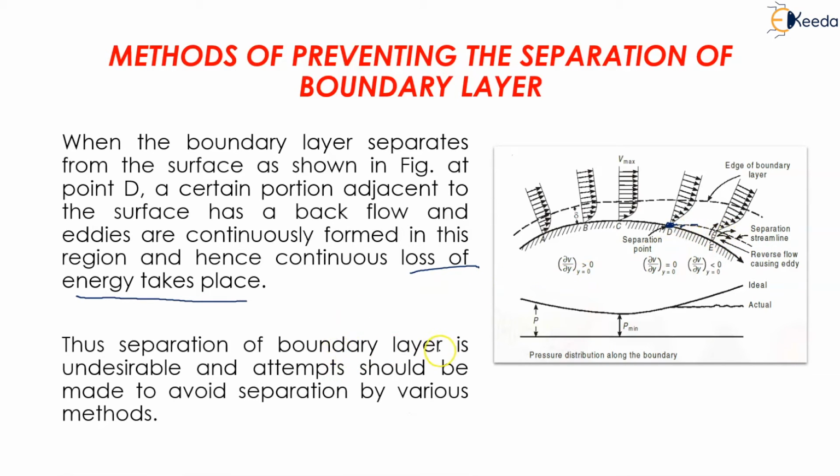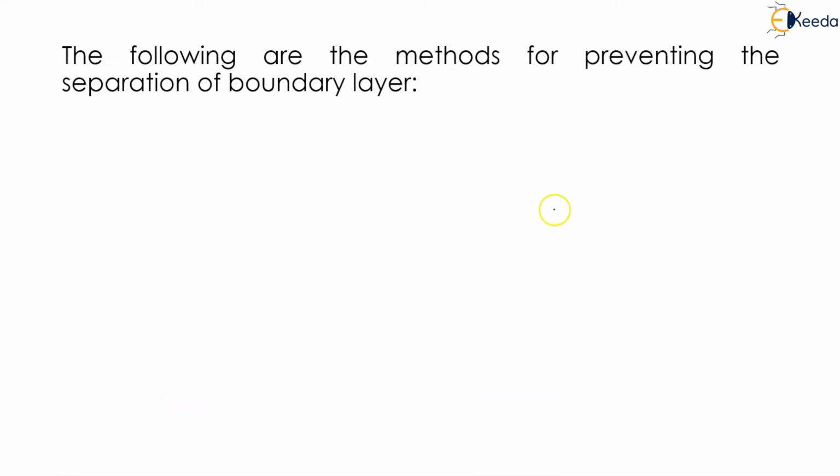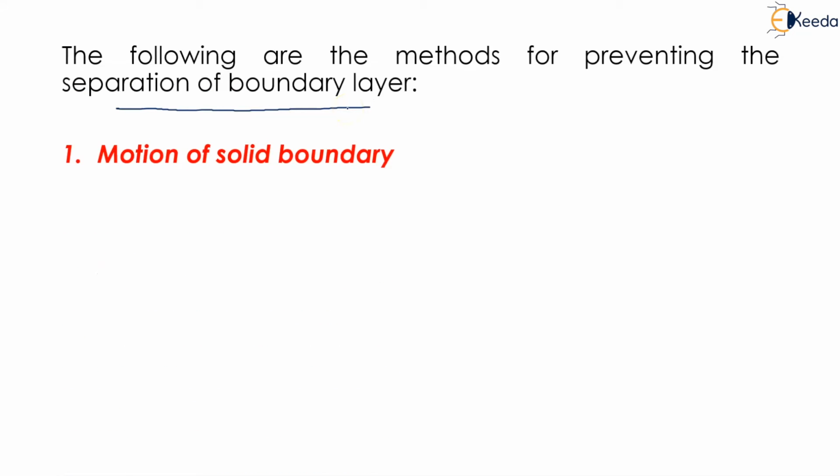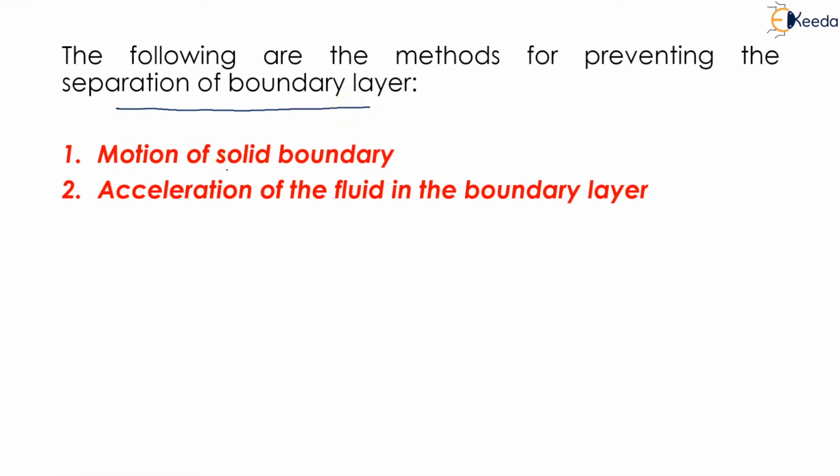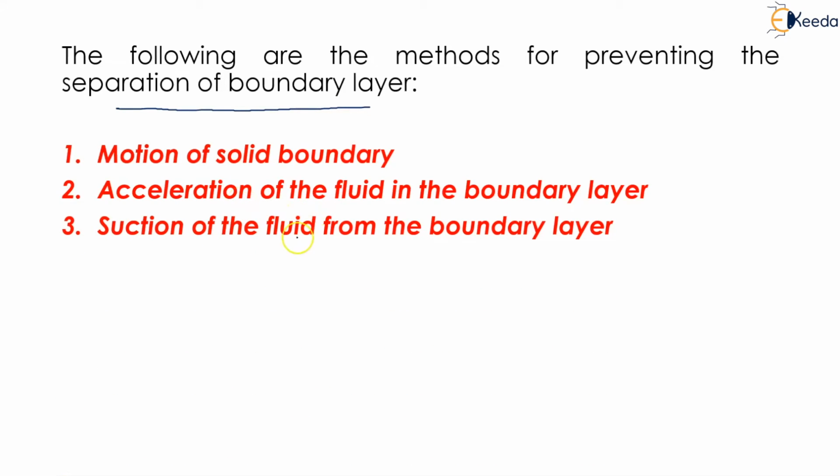Thus the separation of the boundary layer is undesirable and attempts should be made to avoid this separation by using various methods. The following are the methods for preventing the separation of the boundary layer. First, the motion of the solid boundary. Second, the acceleration of the fluid in the boundary layer. Third, suction of the fluid from the boundary layer. And fourth, streamlining of the body shape.